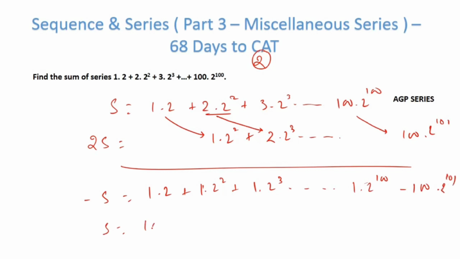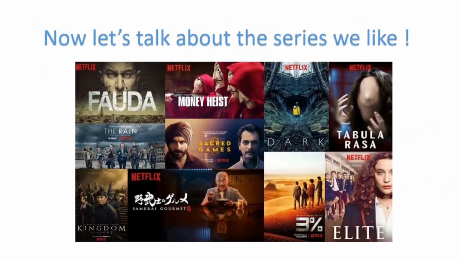What is S? S is 100 into 2 to the power 101 minus this entire GP series. So that becomes 2 to the power 100 minus 1 divided by 2 minus 1. So that becomes 1. So that's the answer for your question. I hope this is clear to you. I hope you enjoyed all the questions.